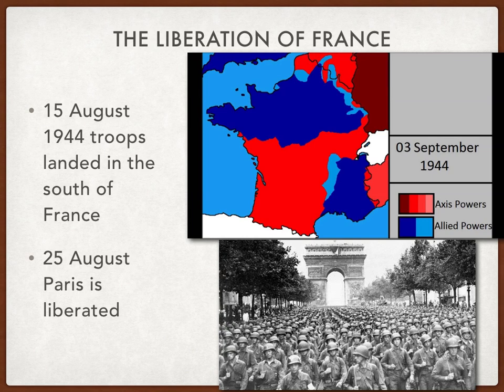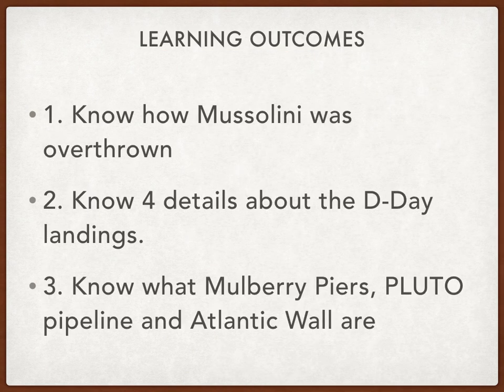So on the 15th of August 1944, troops actually landed in the south of France. As you can see here coloured in dark blue, and by the 25th of August, 10 days later, Paris itself was liberated. That brings us to the end of our presentation.